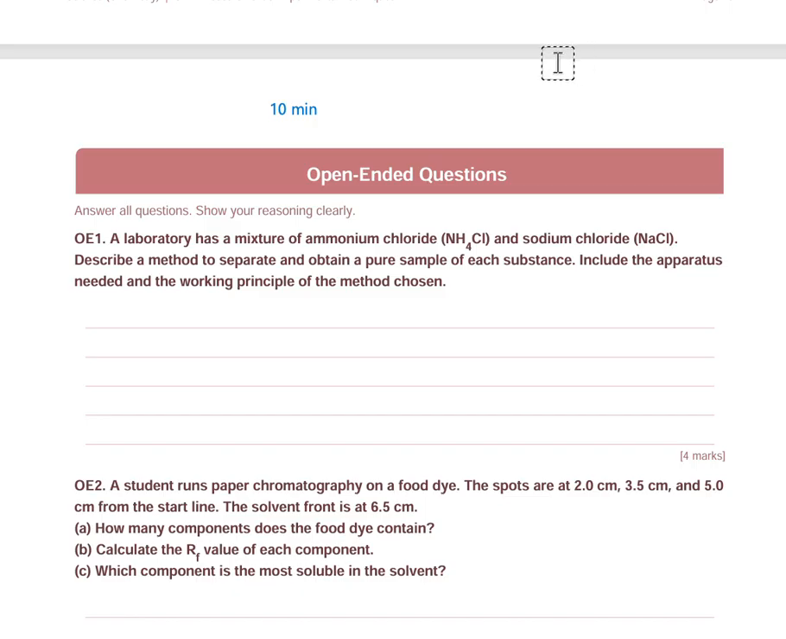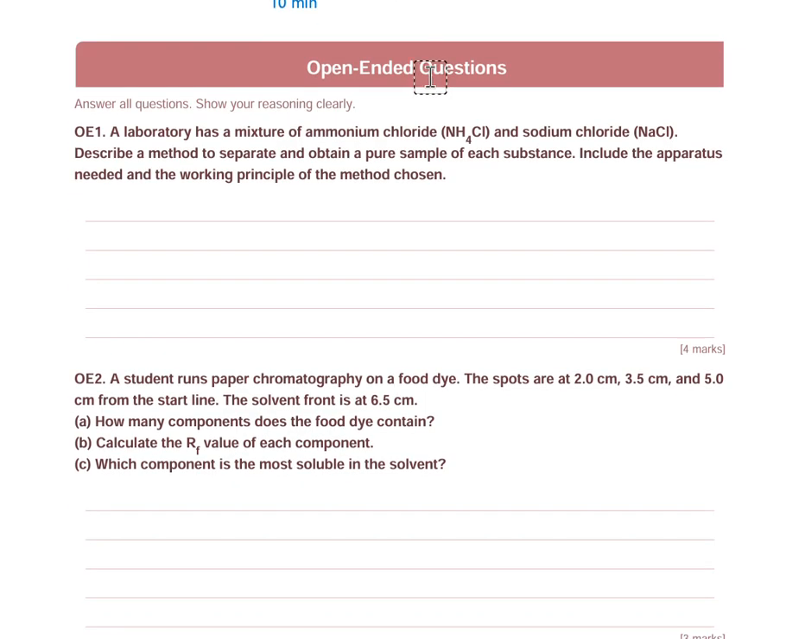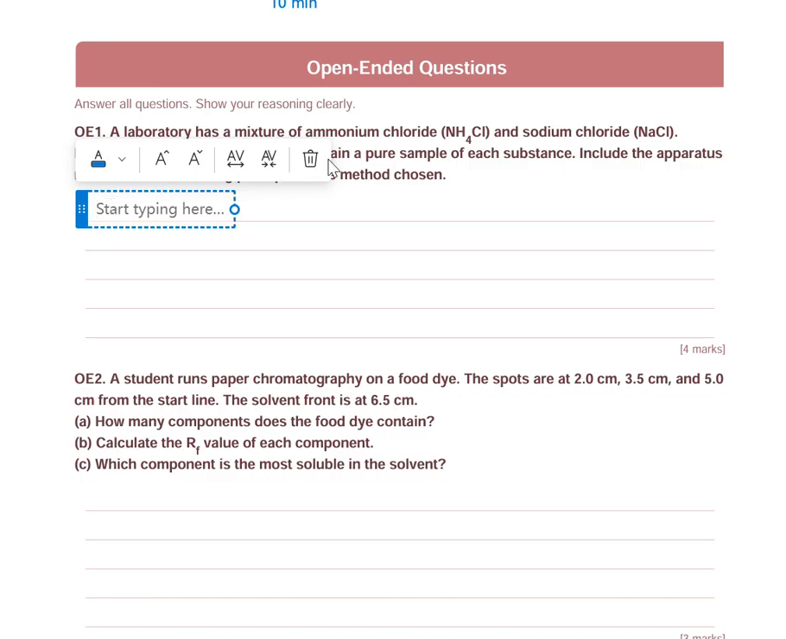Okay, let's do this. First question. A laboratory has a mixture of ammonium chloride, NH4Cl, and sodium chloride, NaCl. Describe a method to separate and obtain a pure sample of each substance. Include the apparatus needed and the working principle of the method chosen. So let's start with the answers, okay?